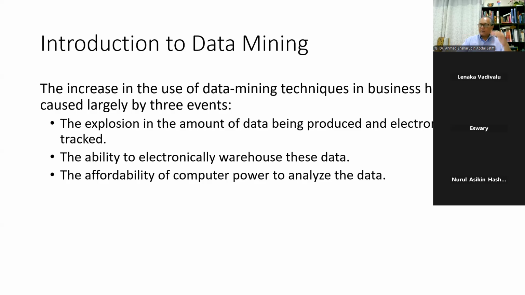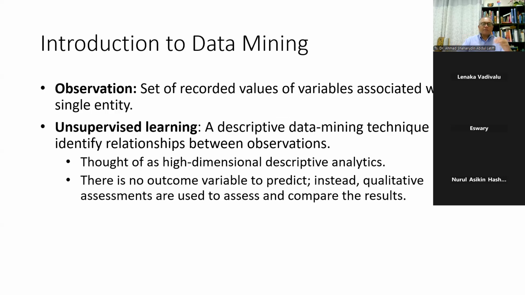We have data, information, and knowledge. We have a lot of recorded values, which we call observations, or values of variables related to a single entity. And then we will start to learn about this data. There are two types of learning. One we call supervised learning. The other one is unsupervised learning.